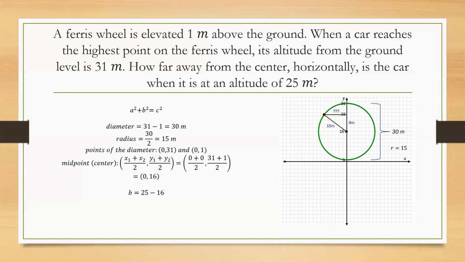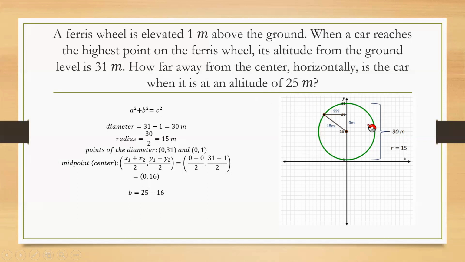Next, what is B? Again, we have to remember that a triangle is formed. So we already have the hypotenuse, which is also the radius. So it's 15 meters. And we have this segment right here. This segment right here can be seen as the base of the triangle, which is 9 meters. But how did we get 9 meters?